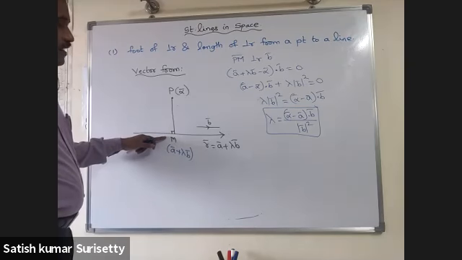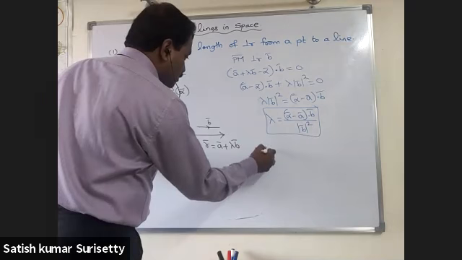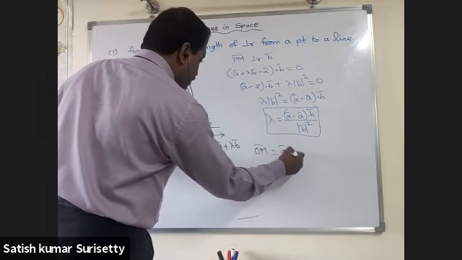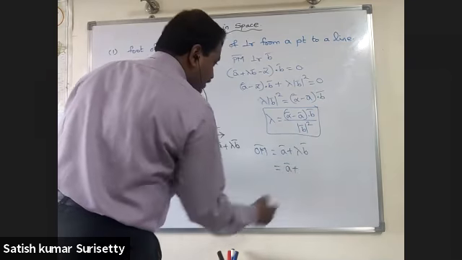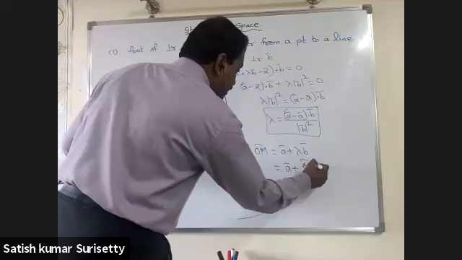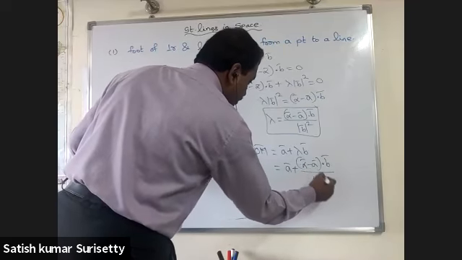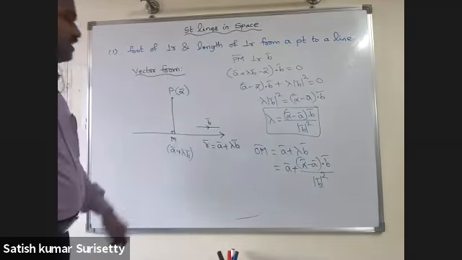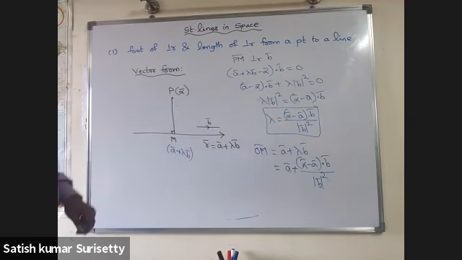Now the position vector of the foot of the perpendicular, OM bar, equals a bar plus lambda b bar, that is a bar plus (alpha bar minus a bar) dot b bar upon modulus of b bar whole square. This is the position vector of the point M, that is the foot of the perpendicular.